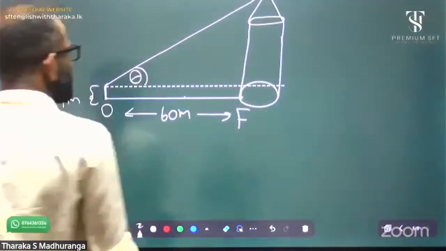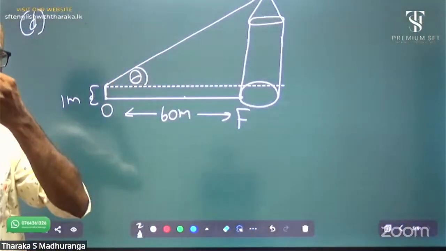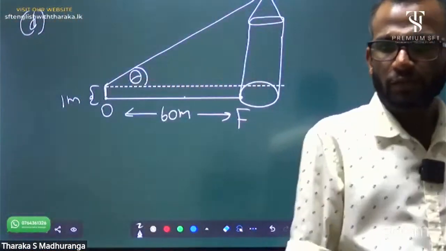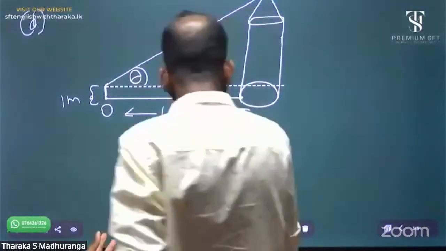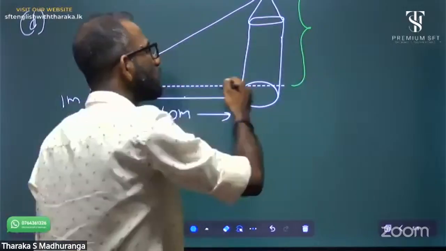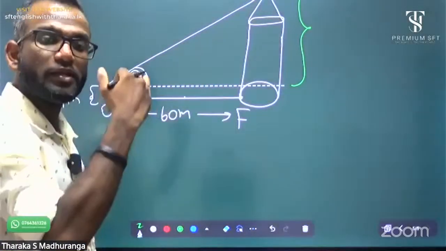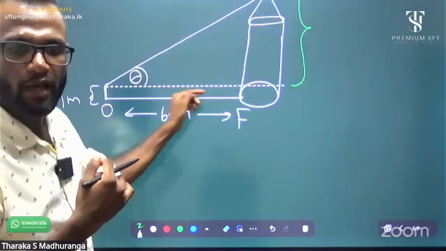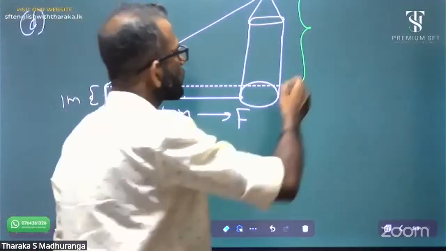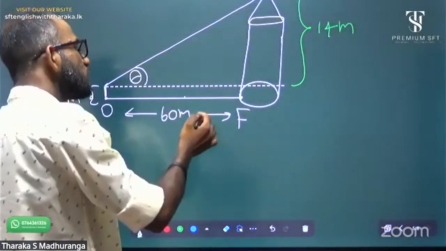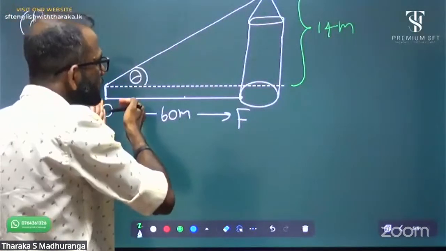Okay, what is the theta value? You can use tan, right? What is this height now? Now 1 meter above, right? This point to eye level is 1 meter. Now it is 14 meters. Good, 14 meters.